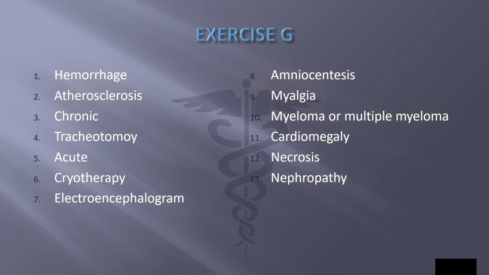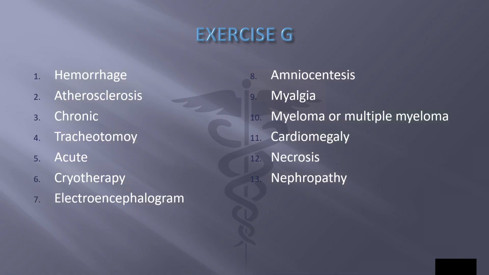6, treatment using cold temperatures, cryotherapy. 7, record of electricity in the brain. This is an electroencephalogram. 8, puncture to remove fluid from the membrane surrounding the fetus is amniocentesis. 9, muscle pain is myalgia. 10, malignant tumor of bone marrow is myeloma or multiple myeloma.